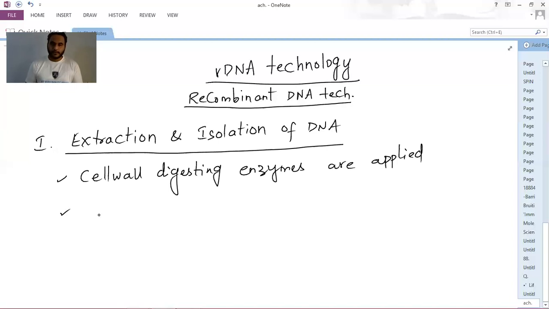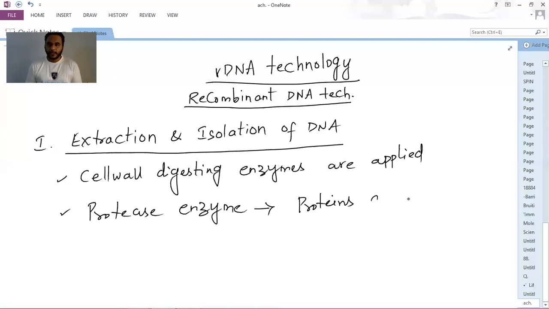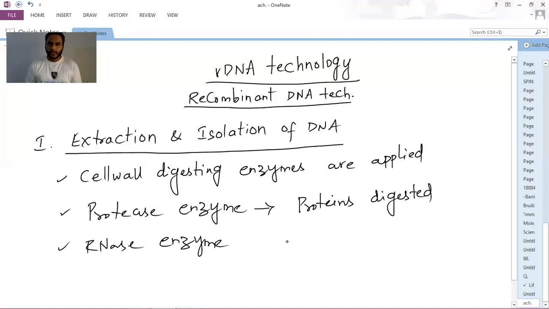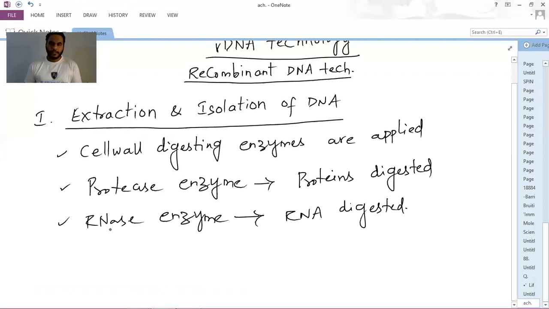So then protease enzyme is applied. Who are digested? Proteins in the nucleus are digested. Next, RNase enzyme is applied. So who is getting digested now? RNA is digested. So now we'll get the pure form of DNA.